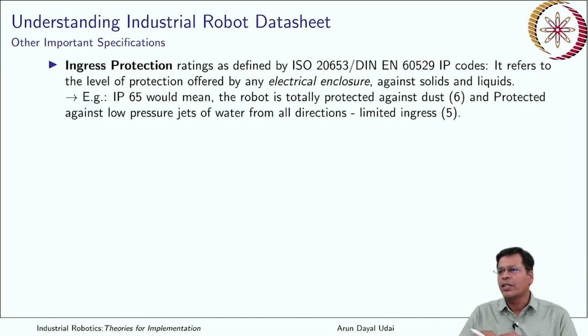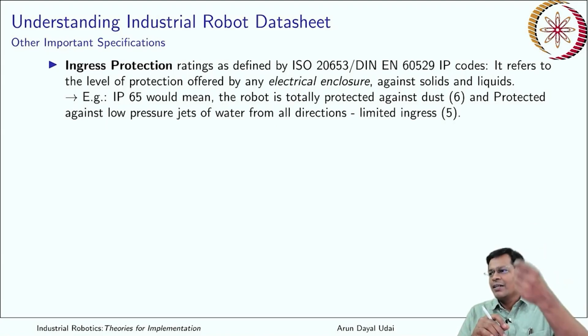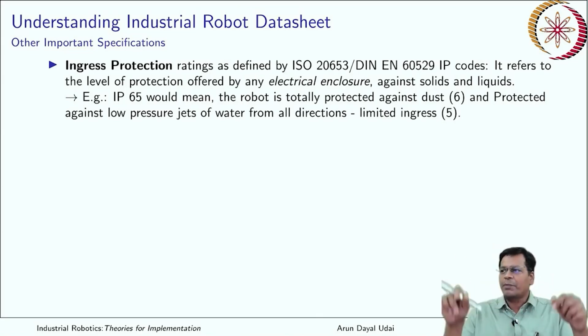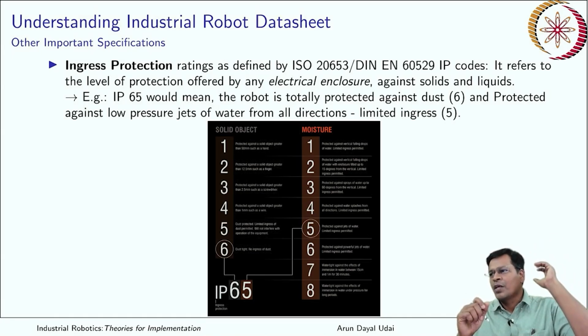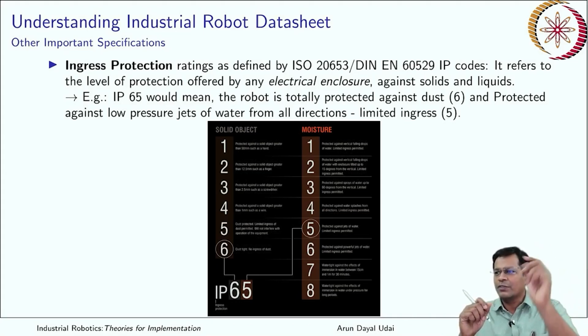Let's say, for example, if you say my robot is of IP 65 class, it would mean the robot is totally protected against dust. Dust comes under the 6th number. Okay, I'll show you that particular table. Okay, it is this one. You see, dust comes in the 6th one. Earlier ones are, you cannot insert a hand, you cannot insert a finger, you cannot insert any pointed object. Ultimately it is the dust.